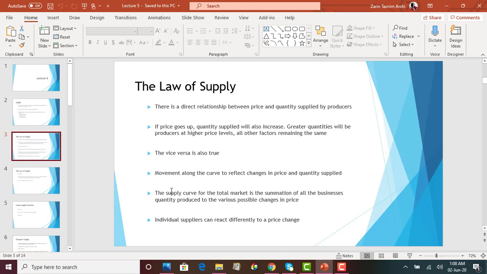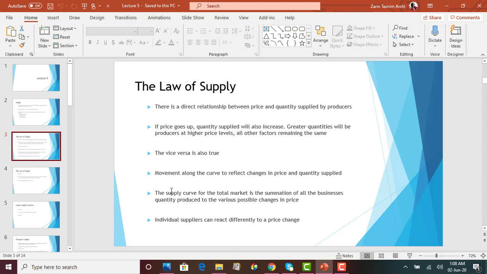Let's say I am selling telephones in the market, and if I see the price of telephones go up in the market, what will I try to do? I will try to sell more telephones in the market, so I will increase my supply so that I can make more money. So that's why price and quantity supplied have a direct relationship. And if price falls, quantity supplied will also fall, because producers will be discouraged from producing more.